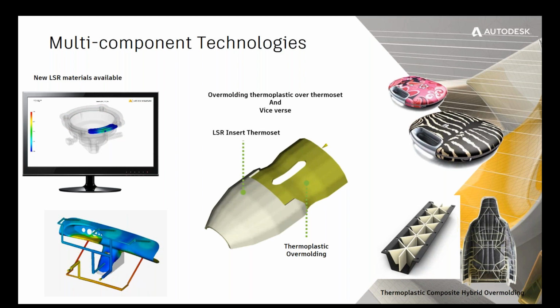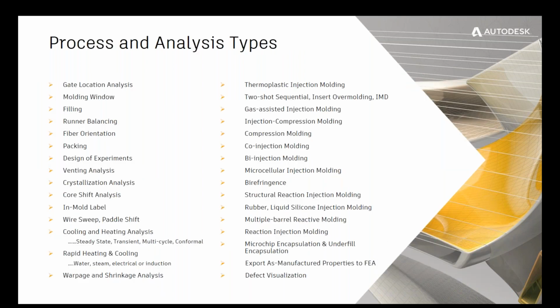Here we have an example of multi-component technologies, new LSR materials that are available, overmolding thermoplastics over thermosets and vice versa, and then thermoplastic composite hybrid overmolding, just to give a few examples. This is a list of the processes and analysis types that we currently offer inside of Moldflow. We are continually improving and enhancing our software to stay at the forefront of the technology that is out there.